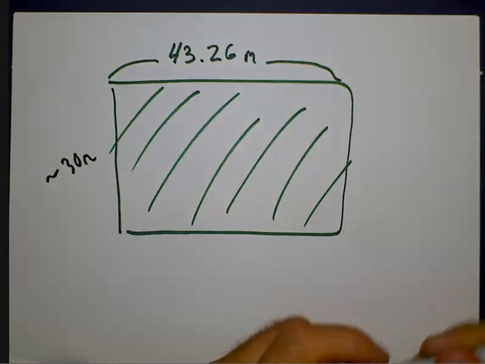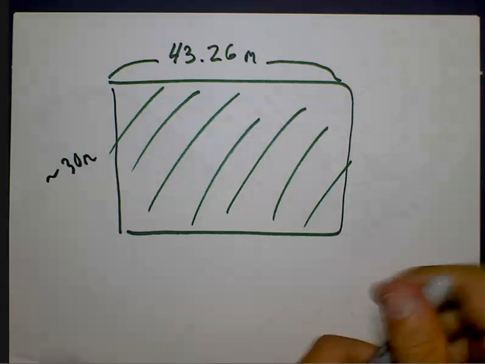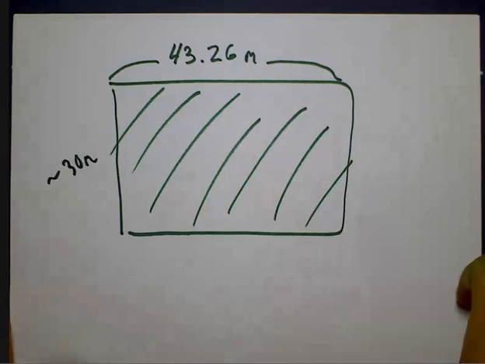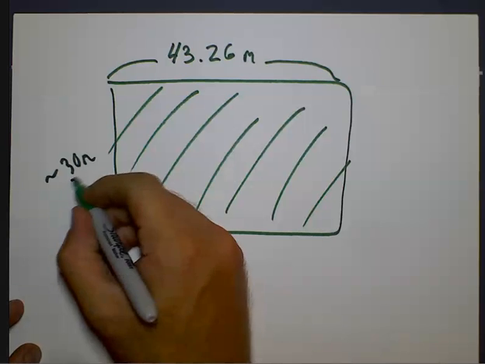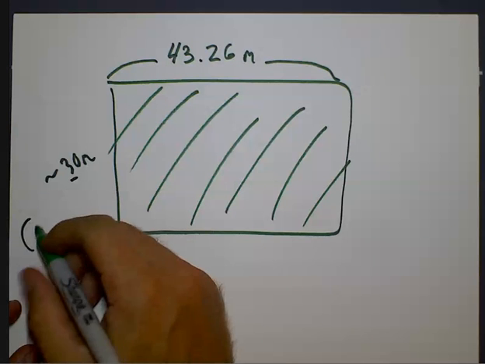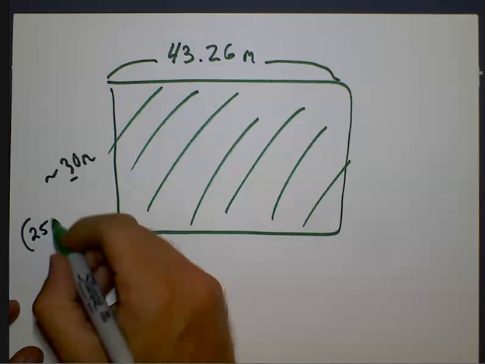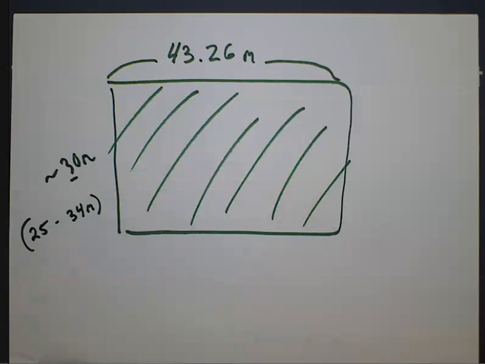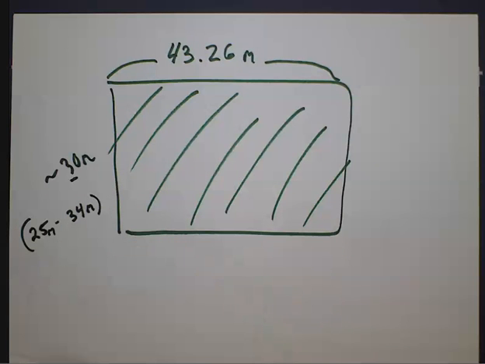Well, I think I misspoke earlier. I said we're buying a fence. Now let's think about we're buying fertilizer. We've got to fertilize our entire lawn. We need to know the area. Well, remember, this is about 30 meters. That means that this could be, in our estimation, anywhere from 25 up to 34 meters. We're not really sure. It is somewhere in that range.